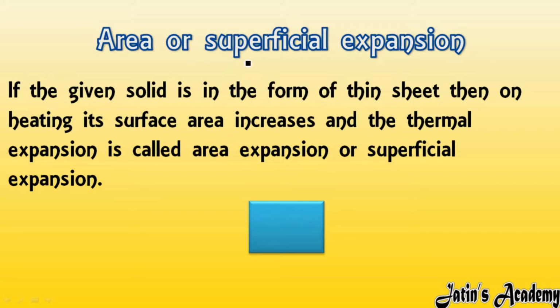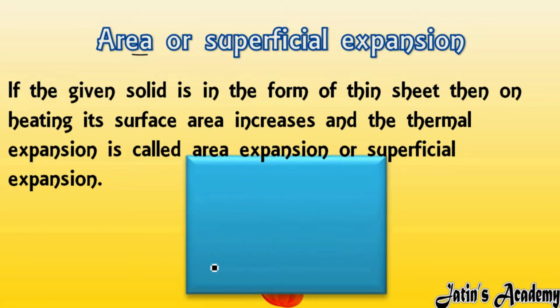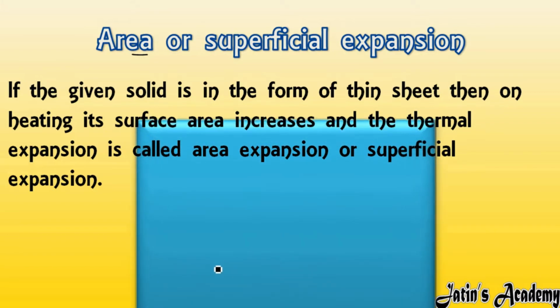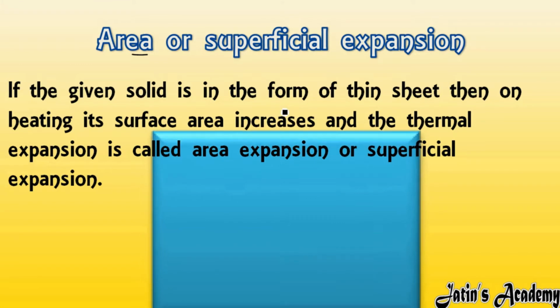area, or you can also say superficial expansion. As the name suggests, area. In area, we are going to take a thin sheet which is having the length, which is having the breadth also. So whenever we are having the solid in a form of thin sheet, then on heating this thin sheet, there is an increase in the surface area of this material. So this increase in the surface area of this material or this solid is known as area or superficial expansion.